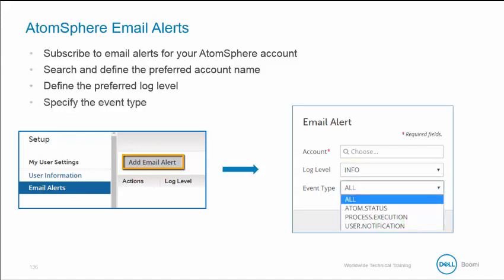Finally, we can specify the event type. All means all 3 types. Account.status alert identifies the recorded time the atom in the account is offline or online. Process.execution alerts identify the start and end times for the atom's process executions.